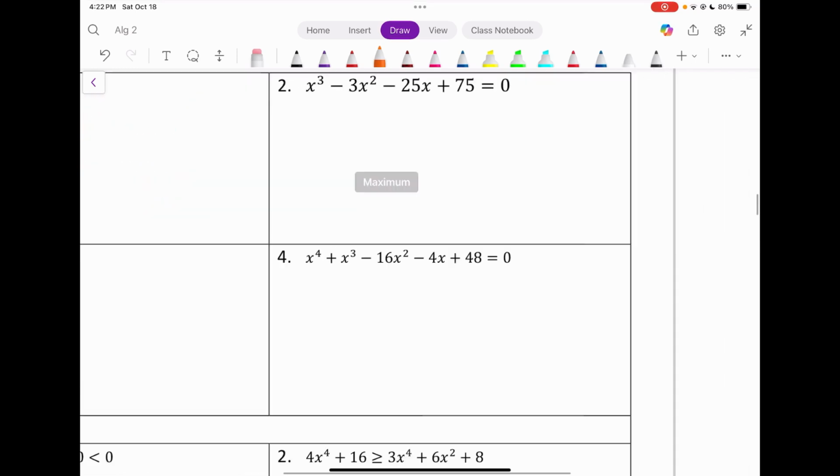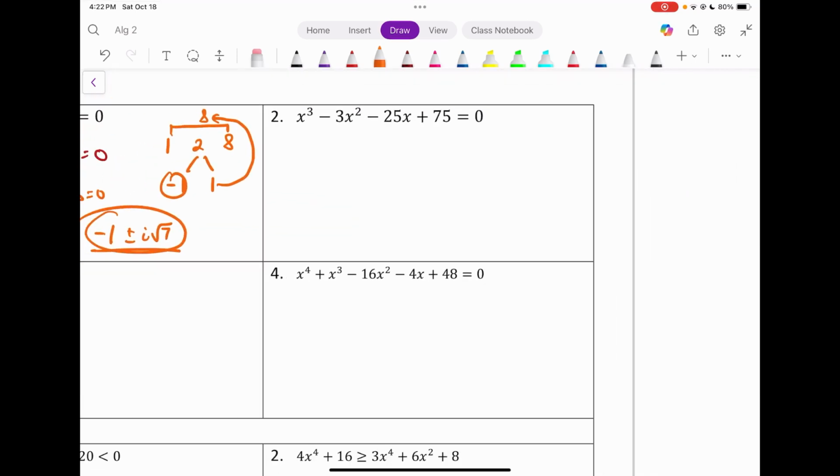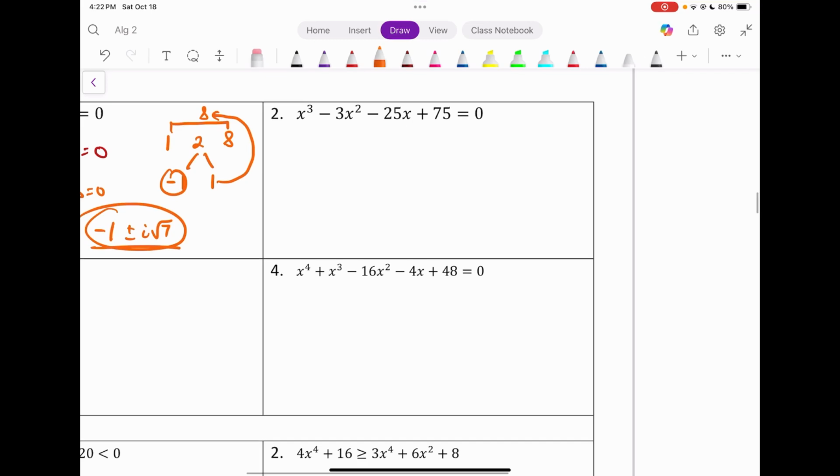The next one, we can use synthetic division to actually factor this. Or before I do that, I always like to see, can I factor by grouping? My first group, I'm factoring an x squared out, and I'm left with x minus 3. My second group, I can factor a -25 out, and I'm left with x minus 3 again. Both groups have an x minus 3, so I factor it out, and I'm left with an x squared and a -25. Again, factoring by grouping.